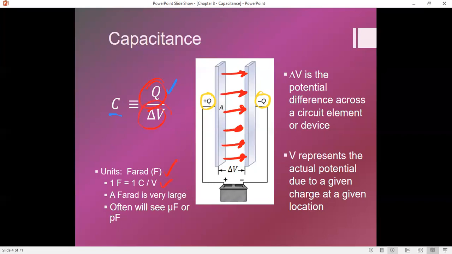Now, a farad is a very, very large unit because a coulomb, in fact, is a very, very large unit of charge. The electron is just 1.6 times 10⁻¹⁹ coulombs. So 1 farad is a huge amount of charge stored in there. We don't normally have capacitors that even approach 1 farad.